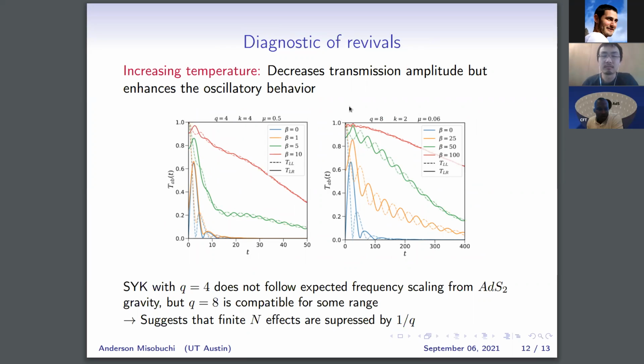And if you go to higher temperature, then the behavior that perhaps was not so easy to see in the previous picture becomes much clearer here. So you see a peak in T left-right and a minimum in T left-left. And the amplitude is going to decrease with time, just as you would expect from typical correlations of the SYK.